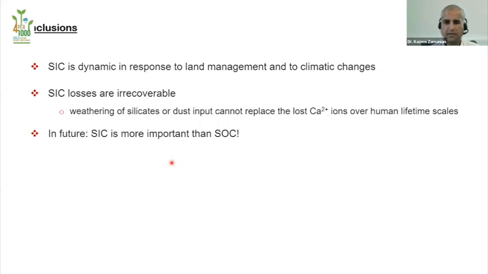Yeah, weathering of silicates or dust input will not provide a considerable amount of calcium or other basic cations that can lead to precipitation of carbonates again, in the short term at least. And probably, in my opinion, in the future, inorganic carbon can be even more important than soil organic carbon, especially as the dynamics and the stability of organic carbon are also controlled by inorganic carbon. Yeah, thank you very much.